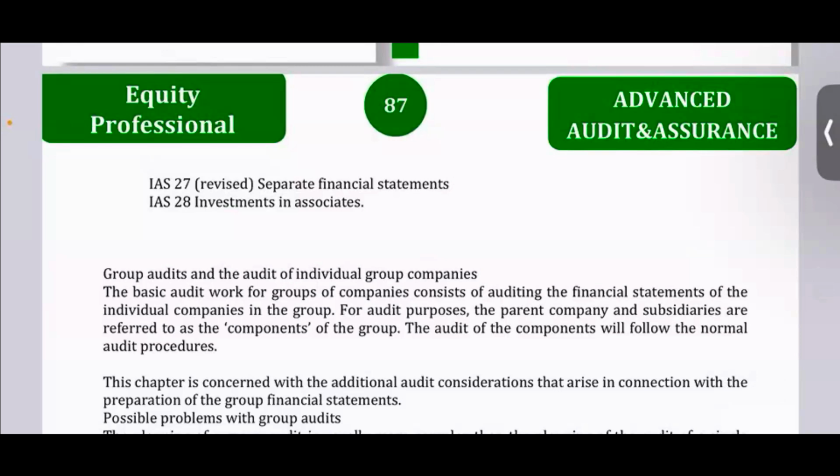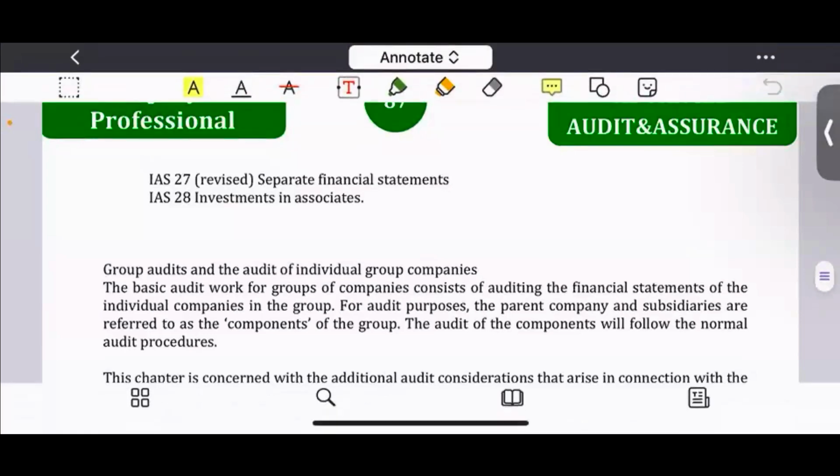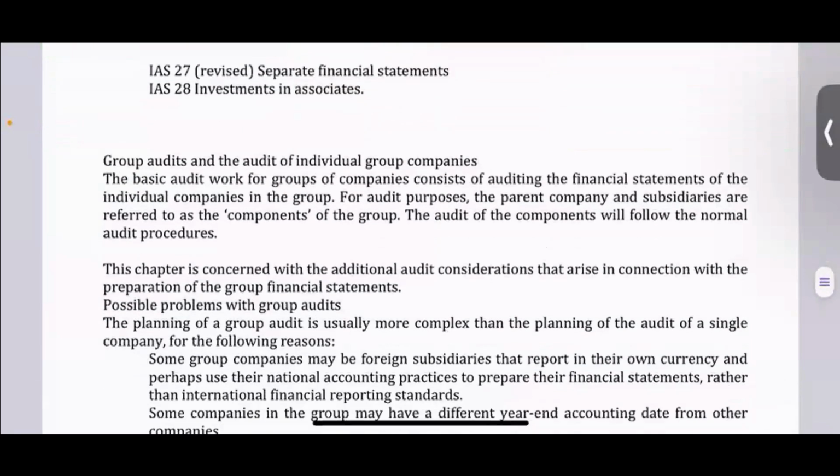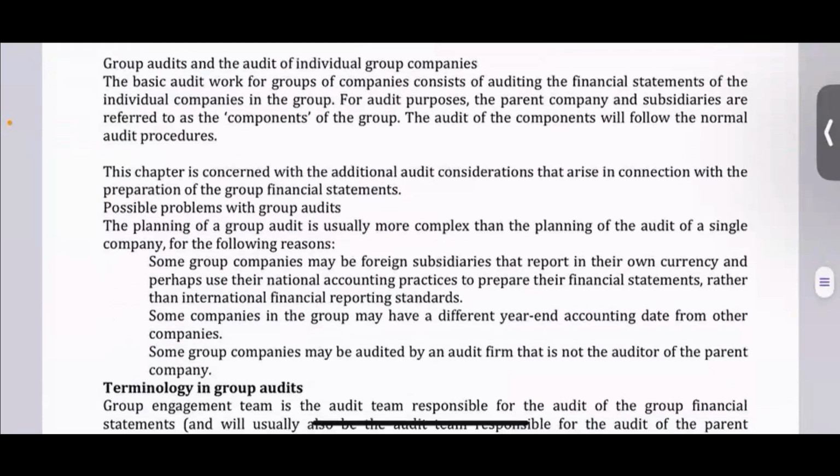Okay, so we're just going to move on into group audit. Basically what we're trying to say here is, how do you audit a group? You know, UBA group, apart from the UBA bank, there are other components of UBA. How do you audit a group entity? We'll first start with saying that the basic work of the group auditor consists of auditing the financial statements of the individual companies in the group.